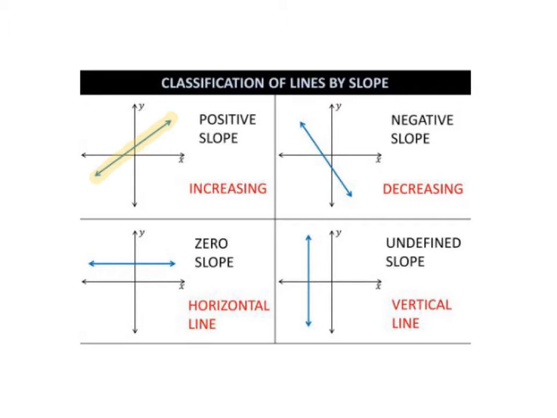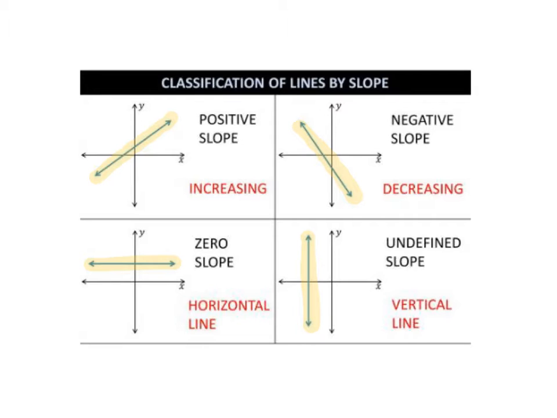And remember that we read a graph the way that we read words. We start at the left and go to the right. If we look over here, we start at the left and move to the right, and we can see we're decreasing, and that's a negative slope. If we look at the third one here, we have a horizontal line, and the horizontal line is a slope of 0. And this last one, we have undefined slope, and that is a vertical line.